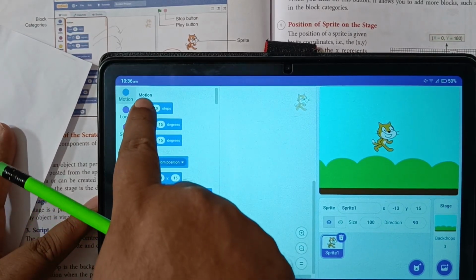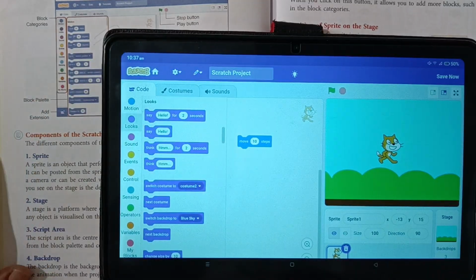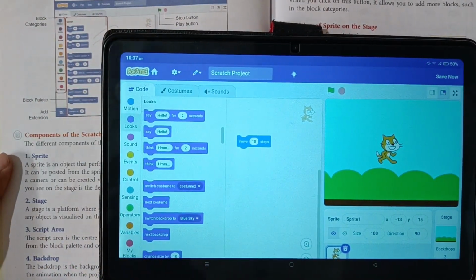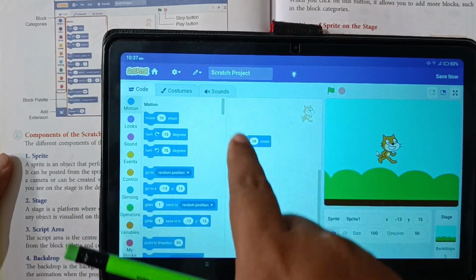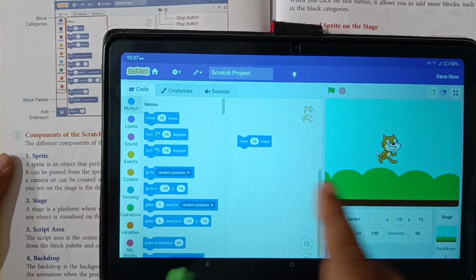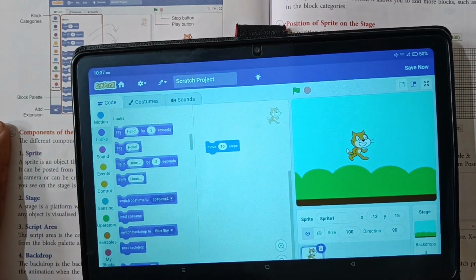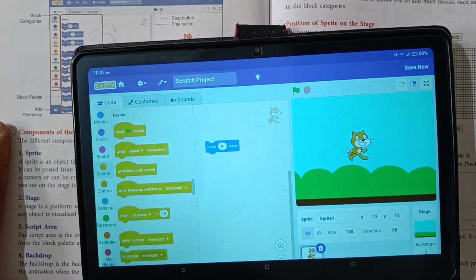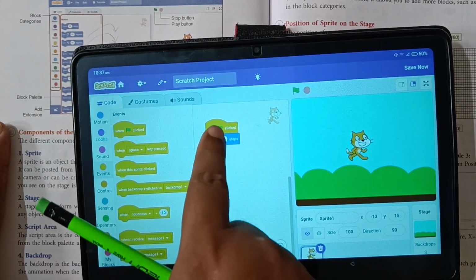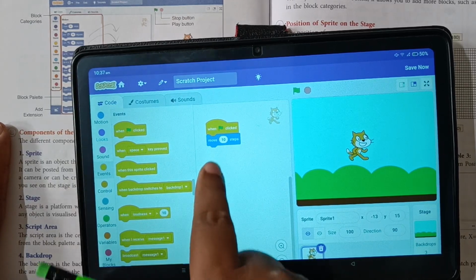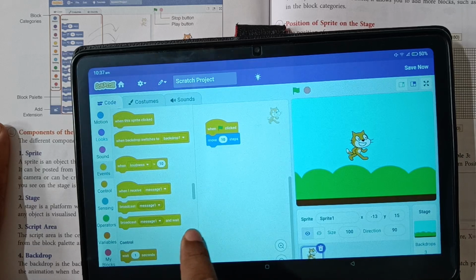Now let me choose this one. Say this block. Now see, there are so many blocks over here, and I've just taken this move 10 steps block. Okay, next I'm going to look over here, at events. Now in events you bring this block. See, both blocks are being attracted to each other. So when clicked, move 10 steps, that's it, nothing else.